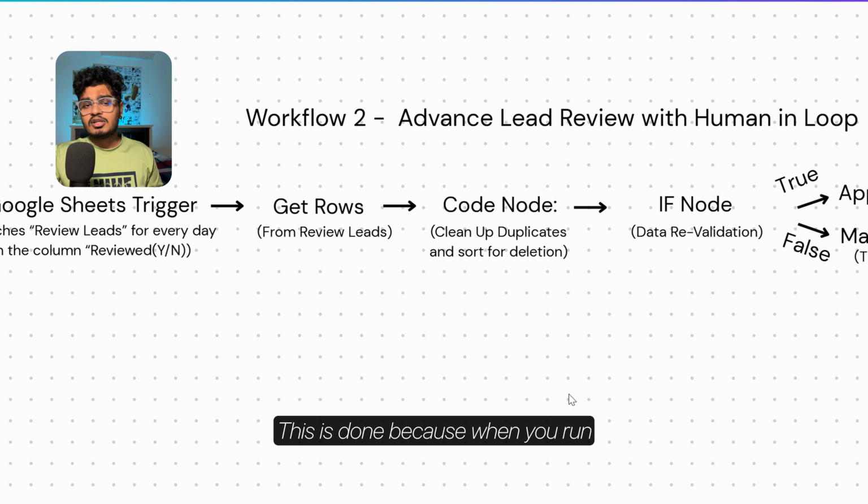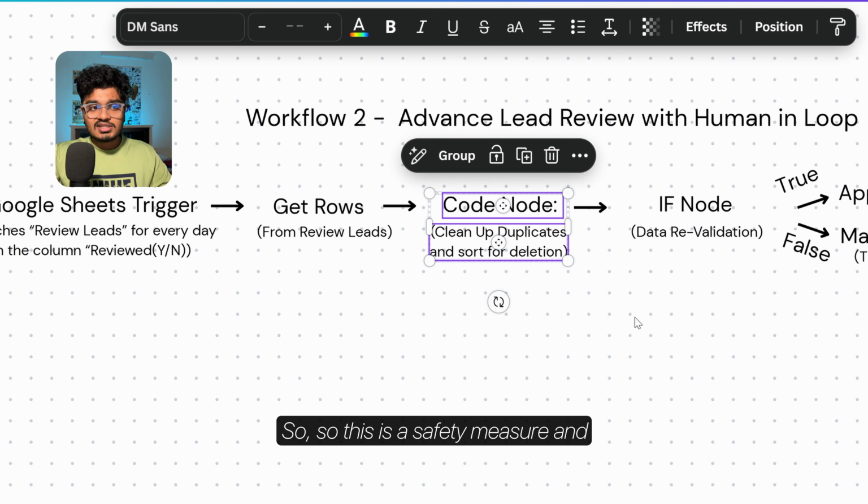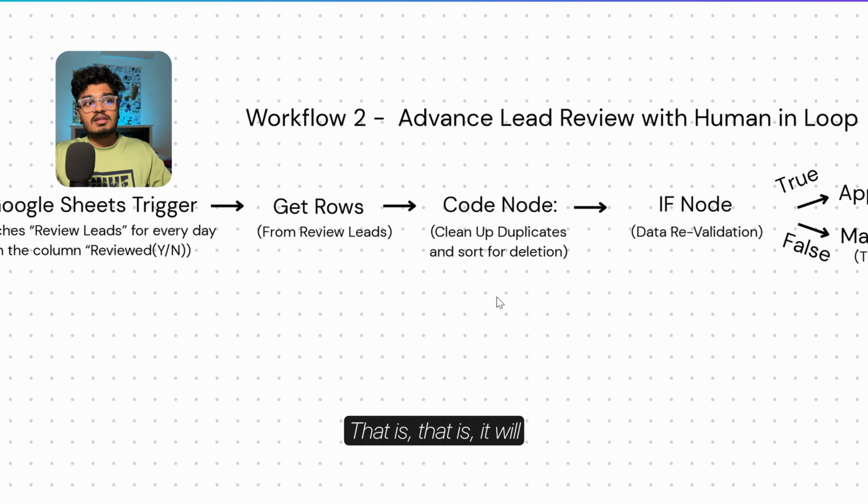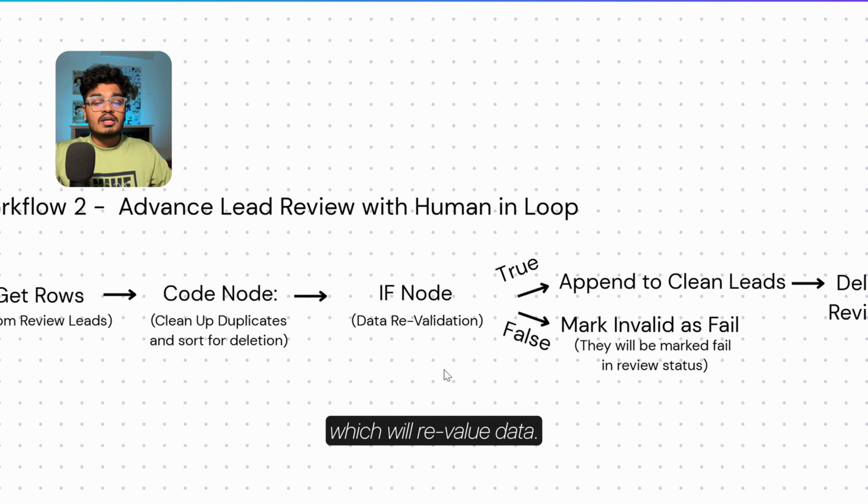This is done because when you run workflows a lot more times, a lot more items will come up. So this is just a safety measure. It will also sort for deletion, that is, it will sort it in descending order. And there is an if node which will revalidate the data. We are not blindly trusting humans here. When they have reviewed it, it also gets re-reviewed by the machine.